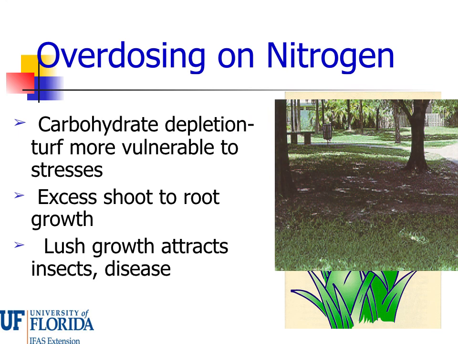You can overdose on nitrogen. It leads to carbohydrate depletion and stresses turf and other plants. The excess shoot-to-root growth can also be a problem. All of a sudden, the plant is putting out shoots at the expense of roots. This lush growth can attract insects and diseases. But when a plant doesn't look too good, what do people start pulling out? Usually the fertilizer. This is going to make a disease far worse than if it were not fertilized, and be more attractive to insects in the process.